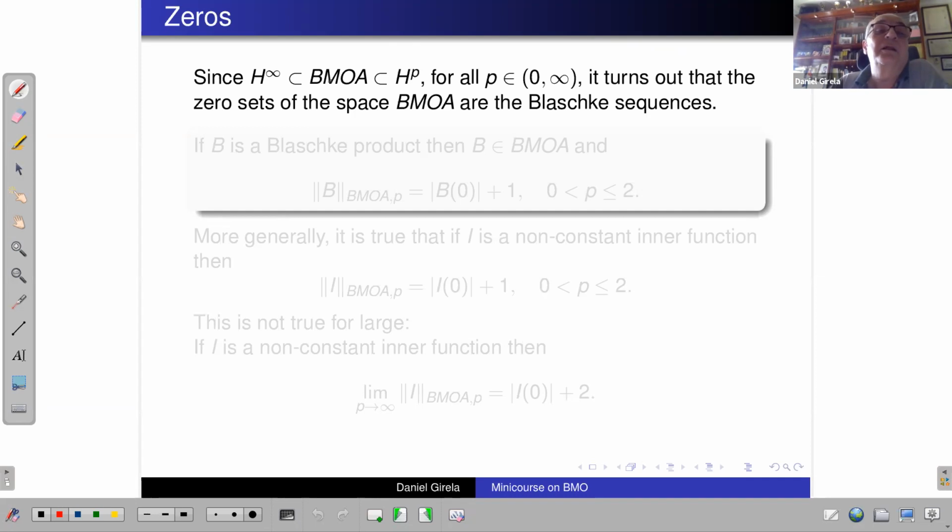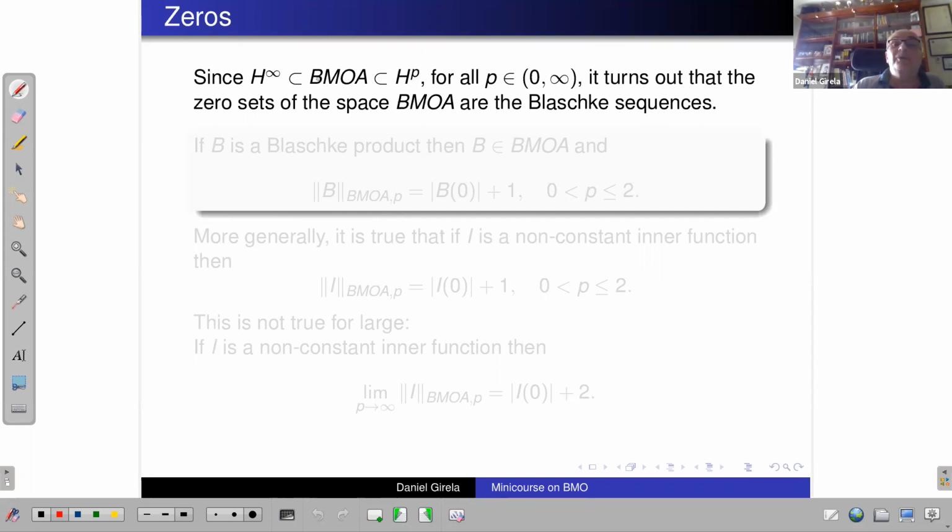BMO contains H infinity and is contained in all Hardy spaces HP with P smaller than infinity. Since the zero sets of H infinity are the Blaschke sequences, and the zero sets of any Hardy space HP with P smaller than infinity are also the Blaschke sequences, then the zero sets of BMO are the Blaschke sequences. So in this case, there is no difference with the zero sets of Hardy spaces. And of course, any Blaschke product is a member of BMO. It's a bounded analytic function, so any Blaschke product is in BMO.